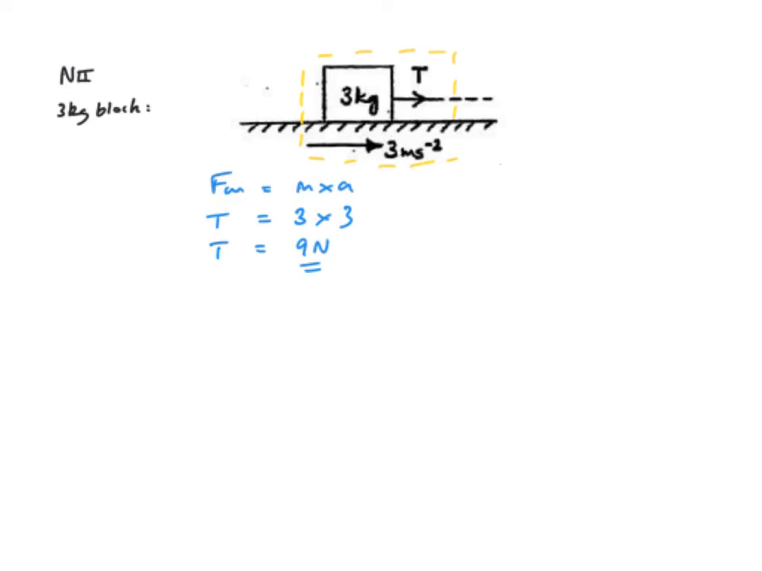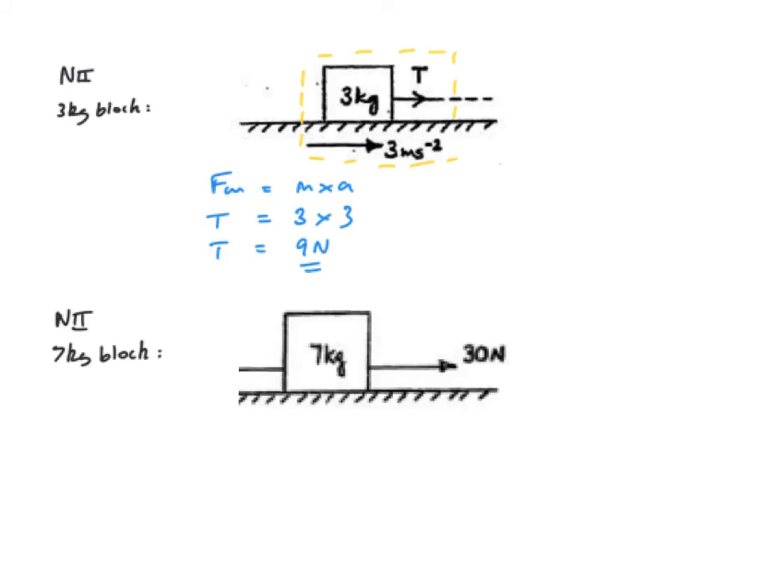Okay, so that's how we're able to separate out just the object at the back and look at the forces acting on it. And we've found that in order to accelerate the 3 kilogram block with an acceleration of 3 meters per second squared, you would need to have a tension force of 9 newtons.